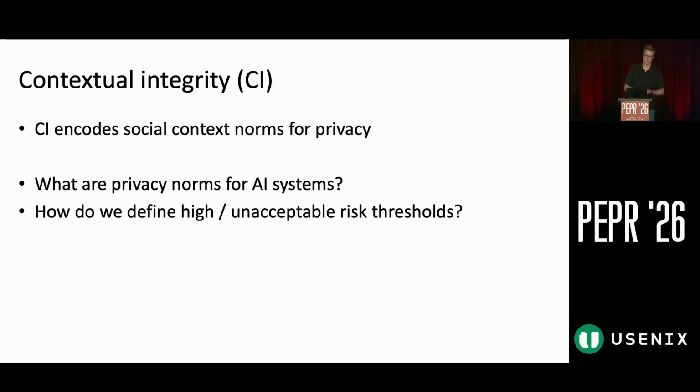Now, contextual integrity is a really interesting and helpful framework, and it encodes social context norms for privacy. But one of the problems we're facing at the moment is, what are actually our social norms when it comes to privacy of AI systems? I think we're figuring that out. And some of that figuring out creates harm. And then also, if you look at these regulatory approaches, how do we actually define the threshold between what's a high-risk system, an unacceptable risk system, and so forth?